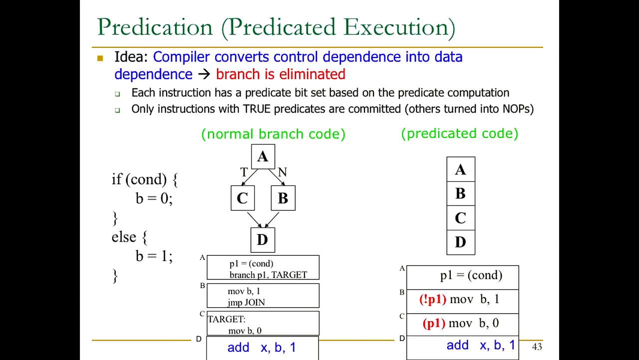Now, let me introduce this one over here. You have, let's say, X, which I didn't show over here. It's part of D. Maybe we should have added this over here also. But basically, this add takes B and adds 1 to it. Now, this add is data dependent on both of these now, right?